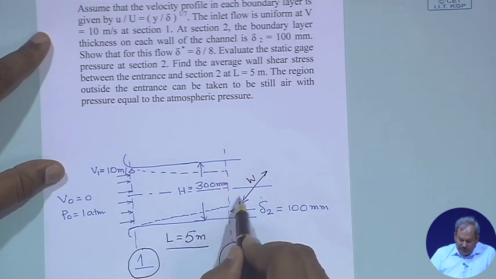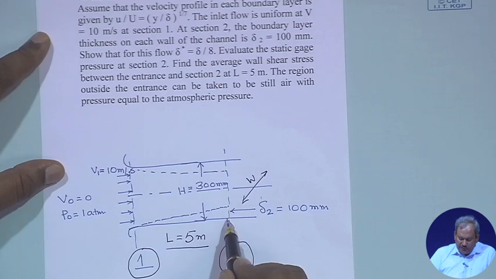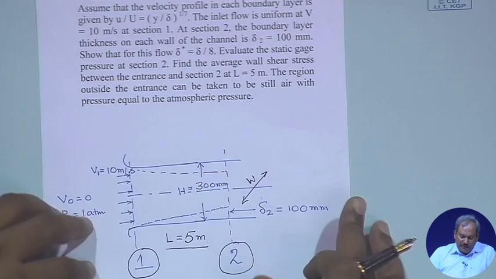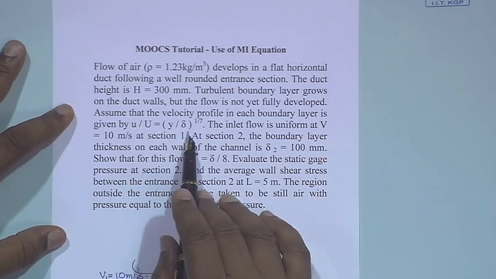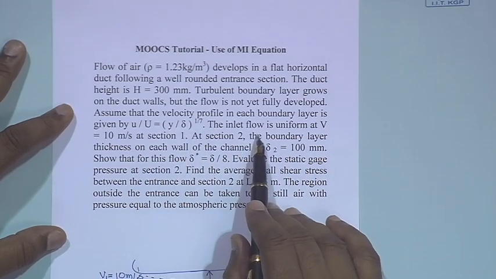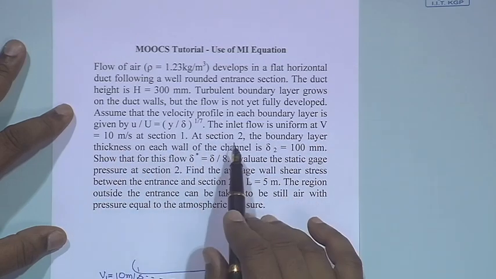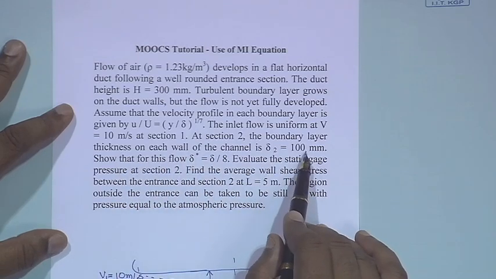In this region the flow is inviscid, but inside the boundary layers the flow is still viscous. It is still two dimensional flow; it is a function of x as well as a function of y. It has been mentioned that the velocity profile in the boundary layer is given by the 1/7 power law equation, which you are aware of. The inlet flow is uniform at 10 meter per second, as I explained before. At section 2, the boundary layer thickness is delta 2 equals 100 millimeter.